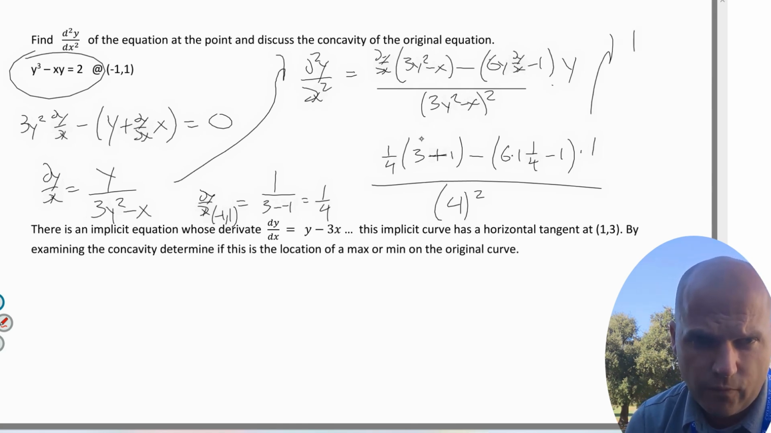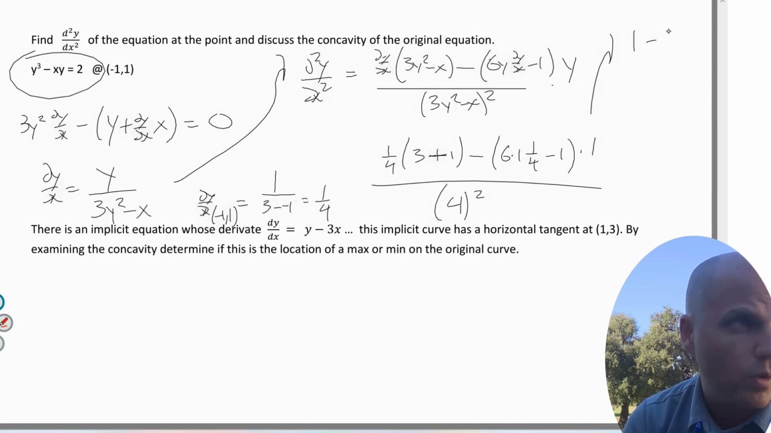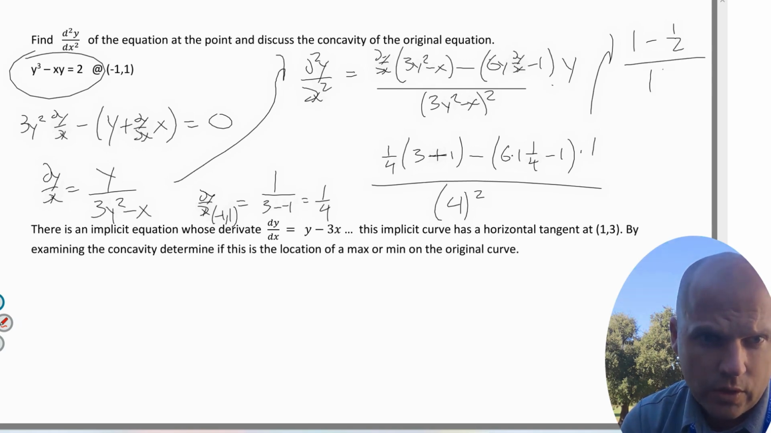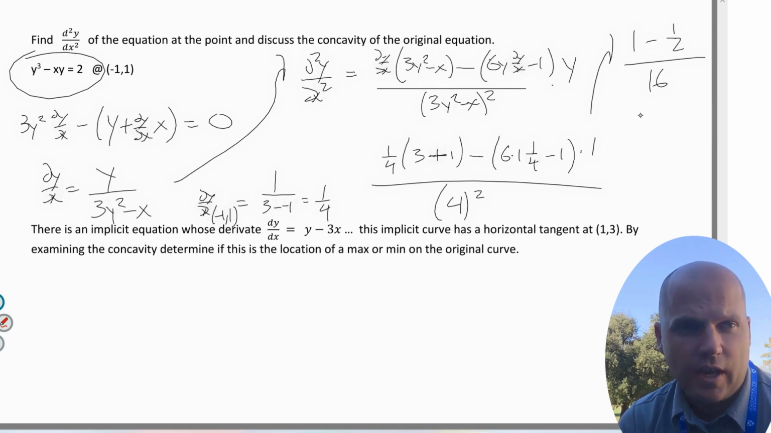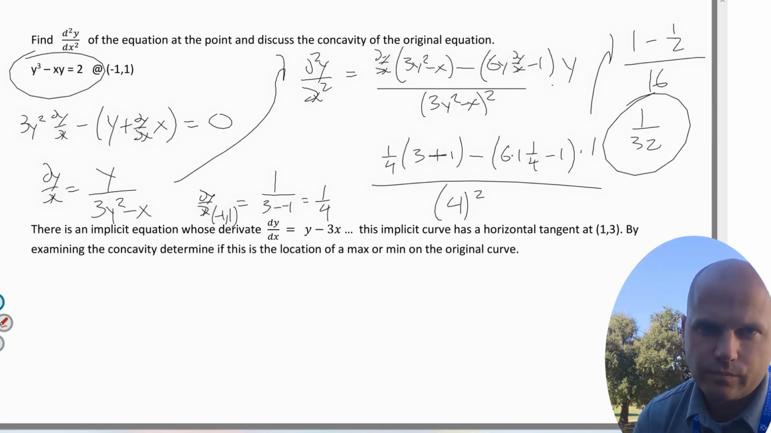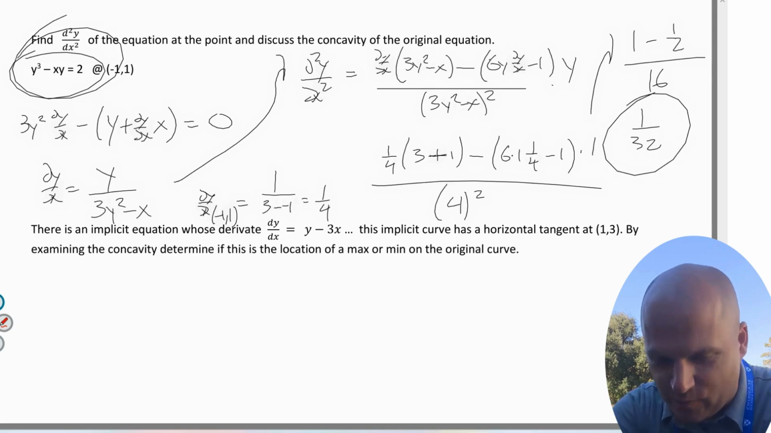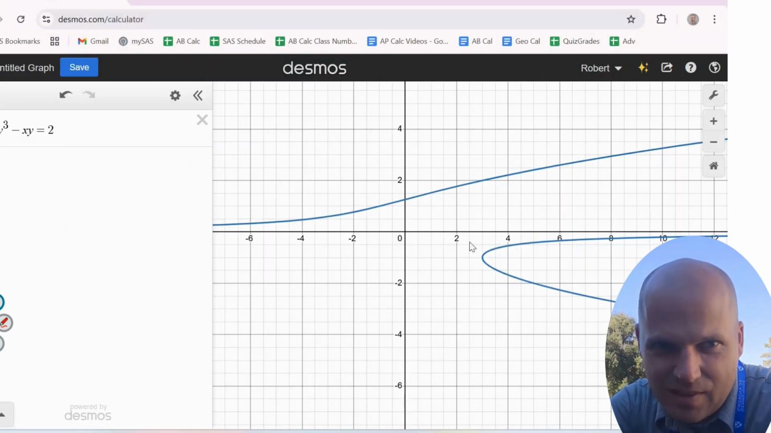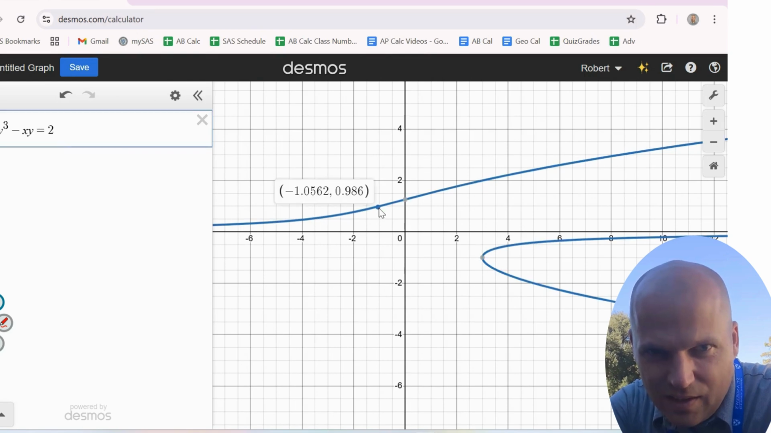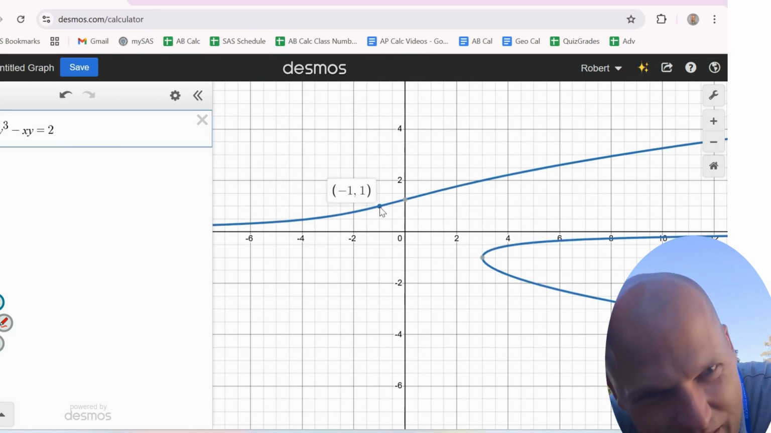This is 3 plus 1, 4. 1 minus 3/2 minus 1, 6/4 minus 1, which is 3/2 minus 1, which is a half over 16. So I get 1/32. This curve's got to be concave up at (-1, 1). Barely. It's barely concave up.